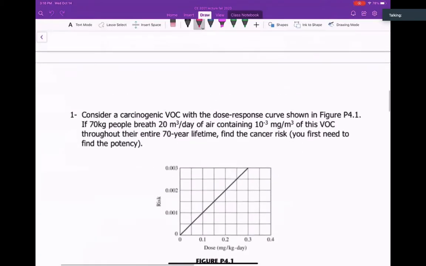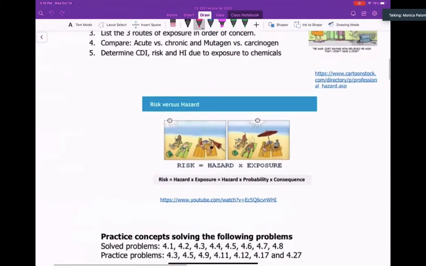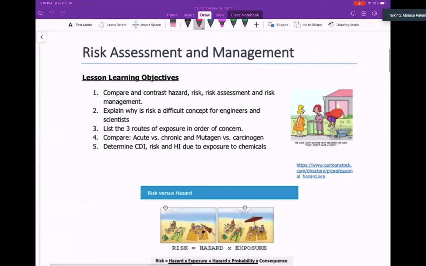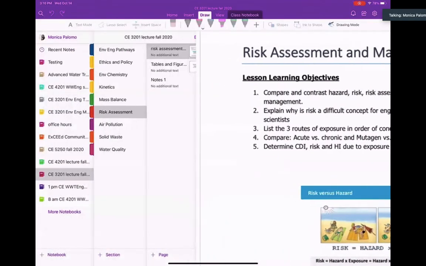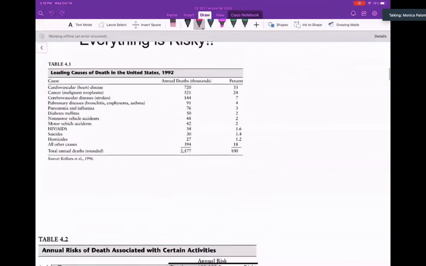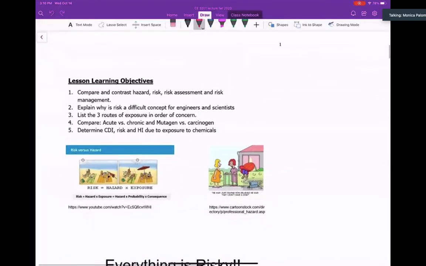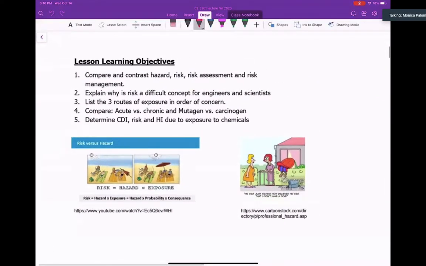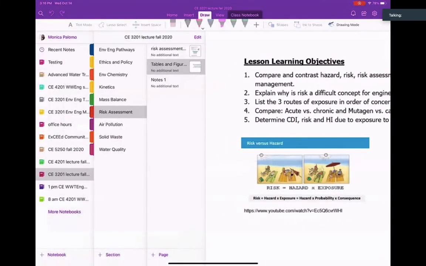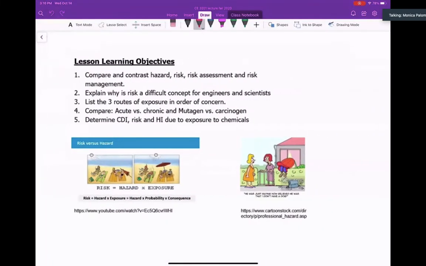Okie dokie. Oh, actually, hold on. This is our risk assessment and management. See, I put my PowerPoint in here to try to reduce the movement between laptop and iPad. Hopefully it will be smoother. Well, let's talk about the learning objectives.